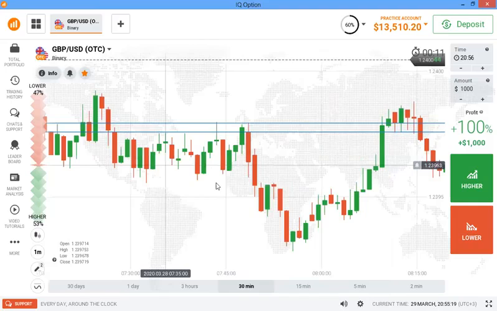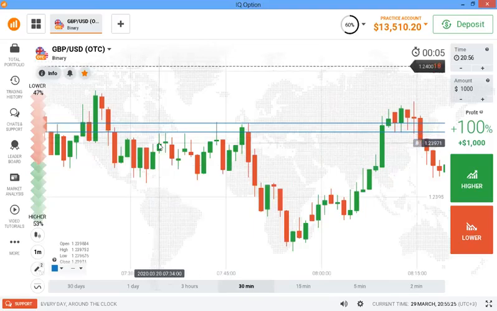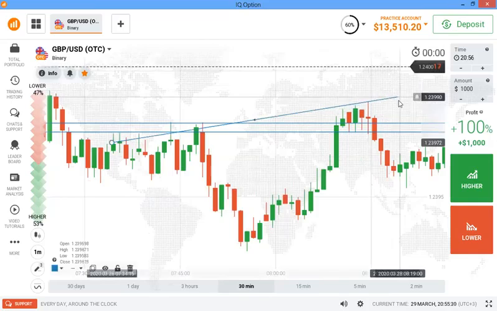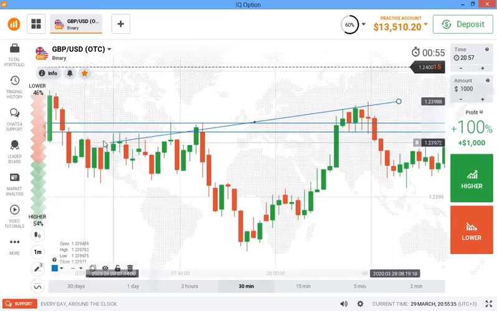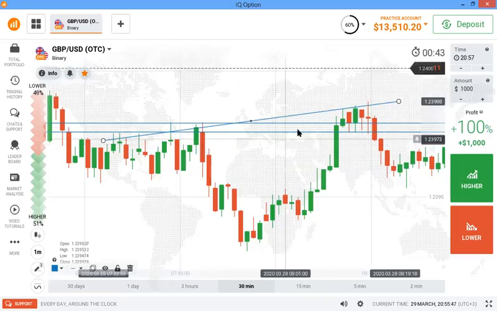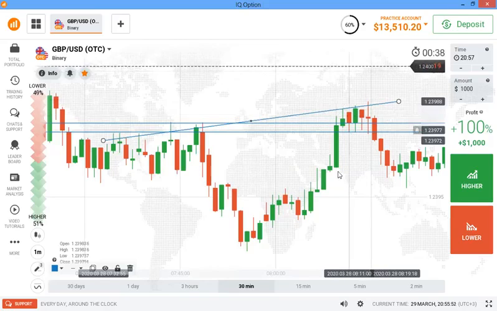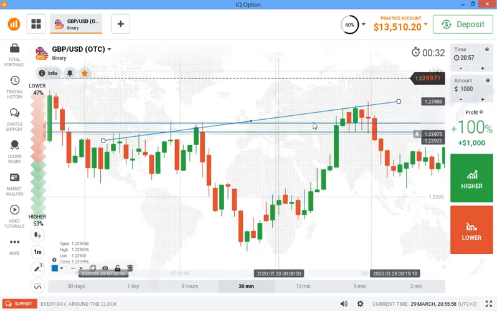Try to observe the market movement. This is the direction the market is moving. The market is moving like this, in this direction. Here the sellers entered, here the sellers entered, here the sellers entered. Here also, the market reached this level and the sellers entered. So it means the market is moving in this direction, not like this.